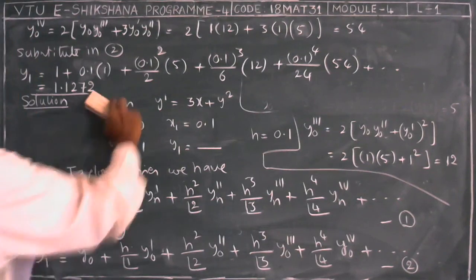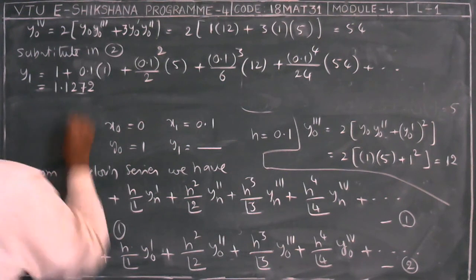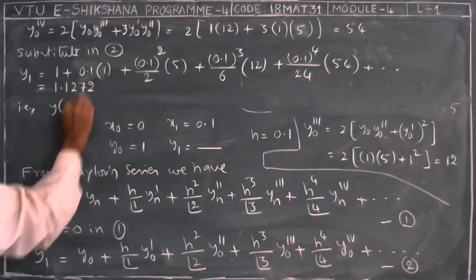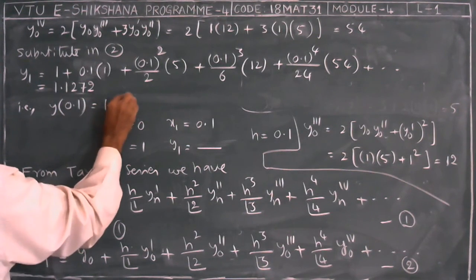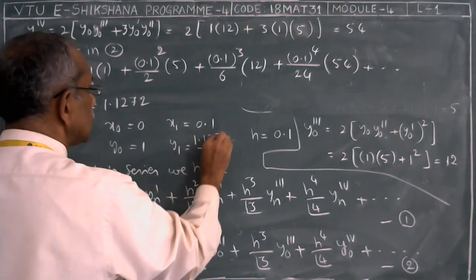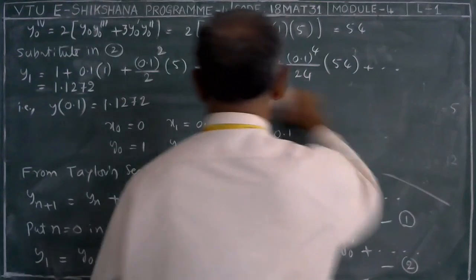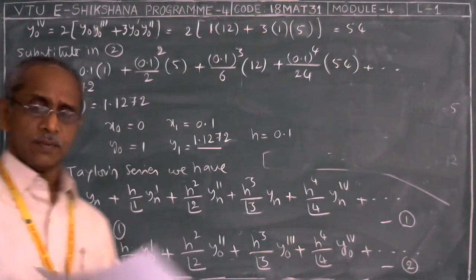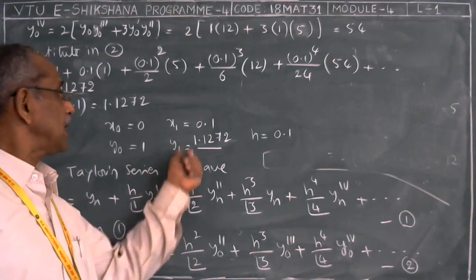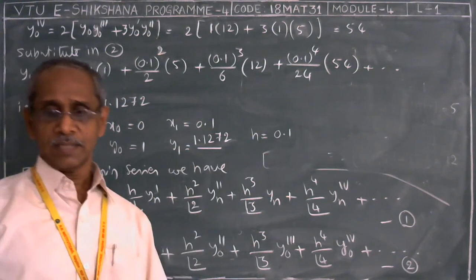That is, y at x equal to 0.1 is equal to 1.1272, so 1.127. Okay, so this completes the problem. Only one point we are supposed to find, y1, the value of y at x equal to x1, that is y1 is 1.1272. So this completes the problem.